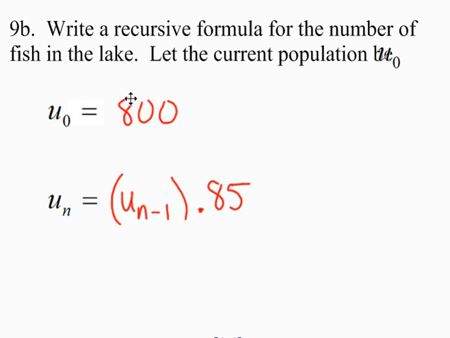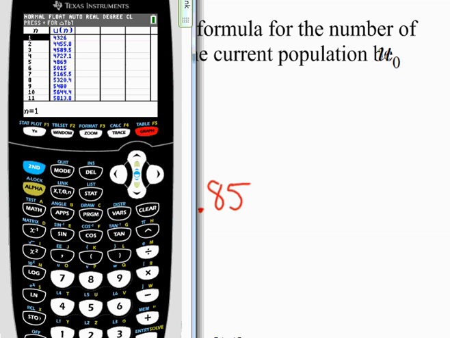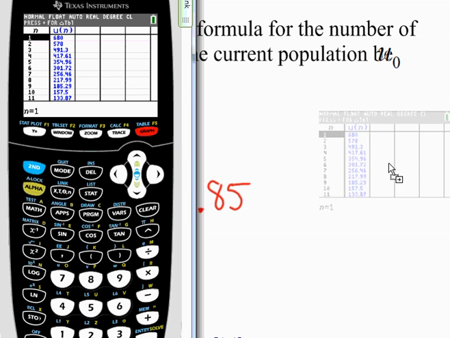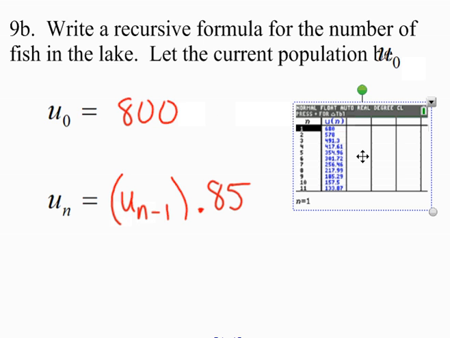I'm going to go to my calculator and type this into my equation. Now, u sub n minus 1, I'm no longer multiplying by 1.03, I'm multiplying by 0.85, so 0.85. And I'm starting at 800, so I just type 800 right over there, hit enter. All right. And now I can answer whatever question they want me to. I'm just going to go look at my table and see what question they're asking me.